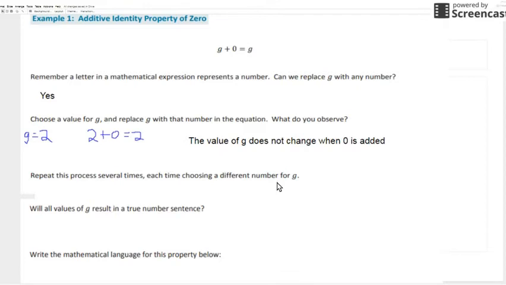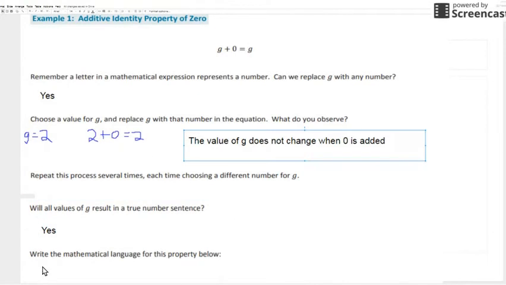So we're just going to skip this part right here. If you wanted to, you could do it, but we've gone over several problems like that already, so we're just going to continue moving on. And then it says, will all values of G result in a true number statement? And the answer is yes. Like we said up here, we thought about it, and the answer was yes. Of course, we find out through this trial and error that the answer is yes. Now it says write the mathematical language for this property below.